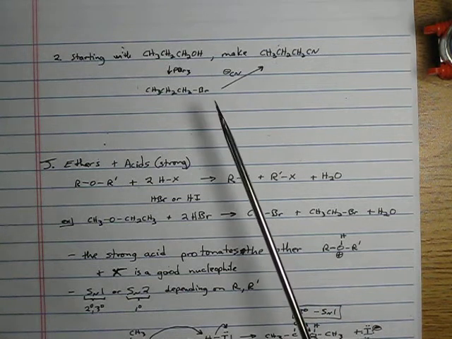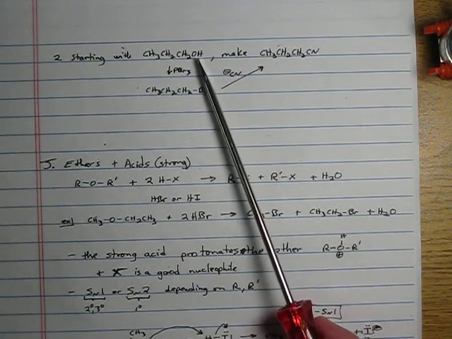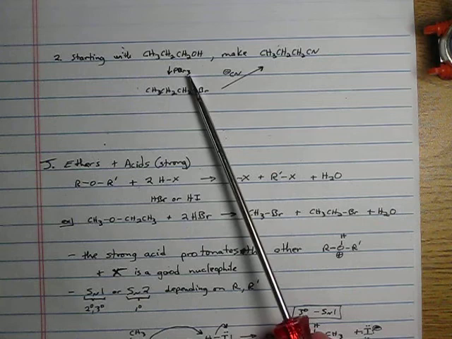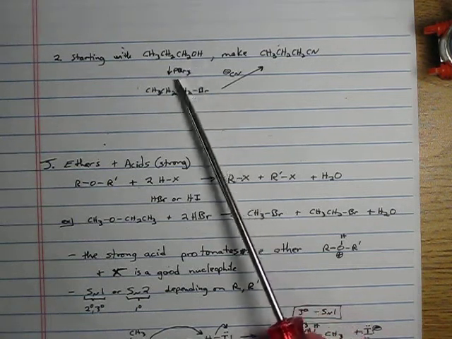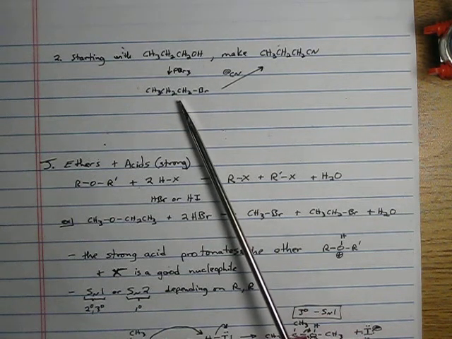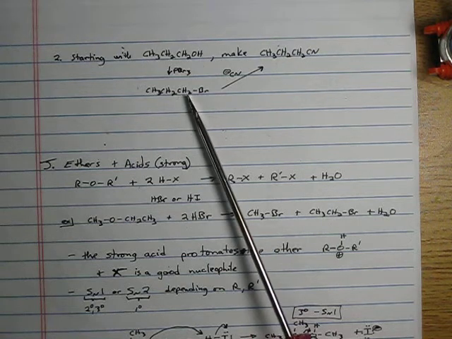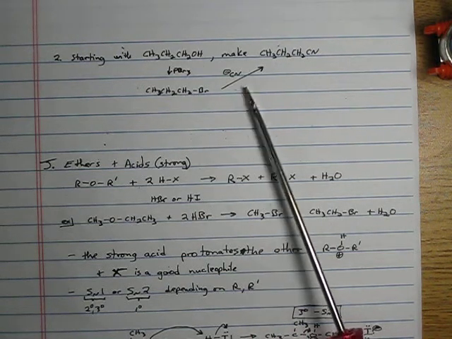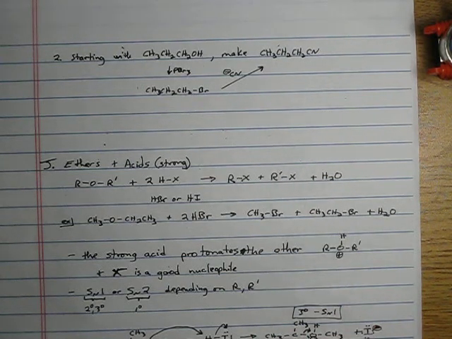So the best way to do this is to just take this OH and convert it to bromide with PBr3 here. Don't have to worry about acids or anything like that. And then throw in your potassium or sodium cyanide to get that product.